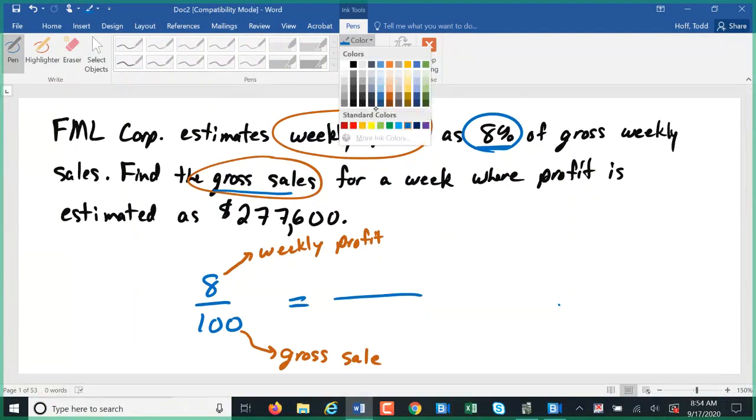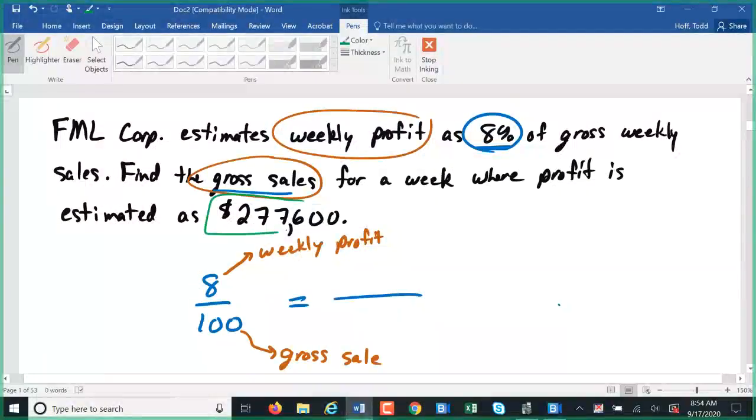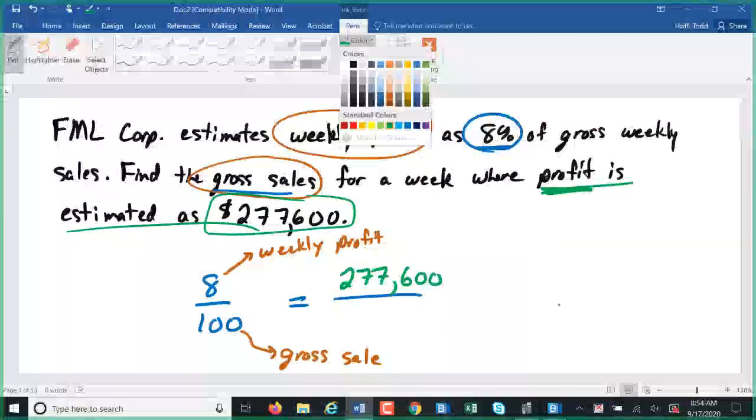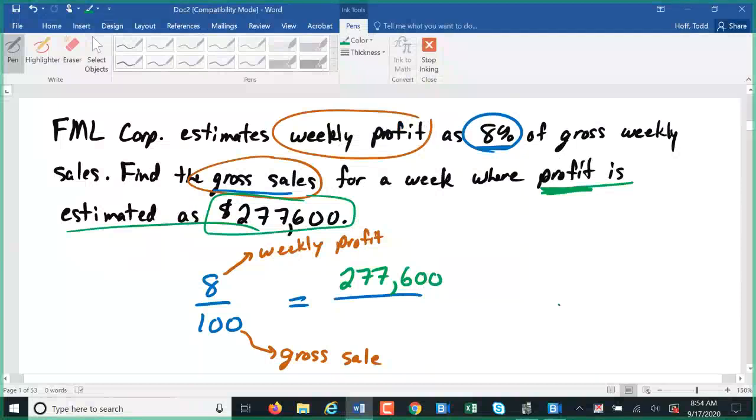Well, looking at my problem, the only other number I have is the 277,600. What does that represent? Profit or sales? Well, profit is estimated at 277,600. That is an estimate of the profit, so that has to go on top. A lot of people, if they don't break this down and analyze it like that, they just look, oh, 277,600 is a large number. That's got to be the base amount. In this case, it is not.